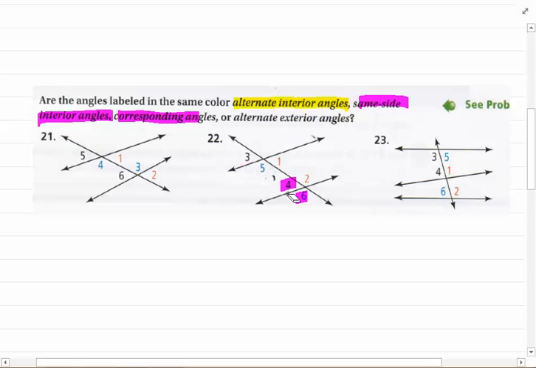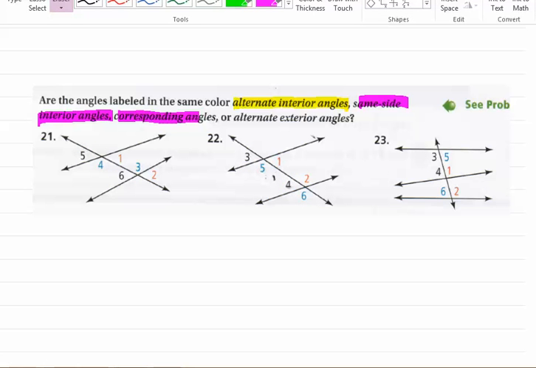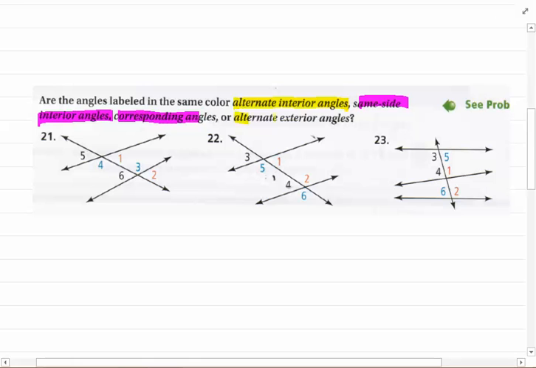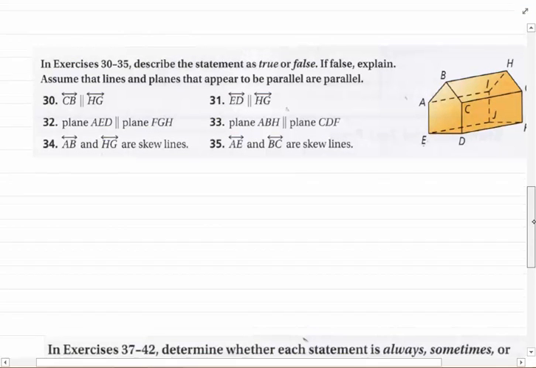And then lastly, let's look at alternate exterior angles. Okay, that's angle 5 and angle 2 are exterior alternate angles. What else? I think that's it. Okay, moving on.